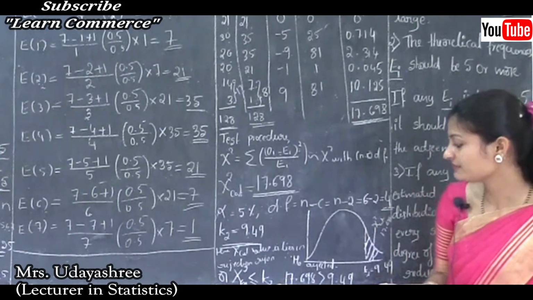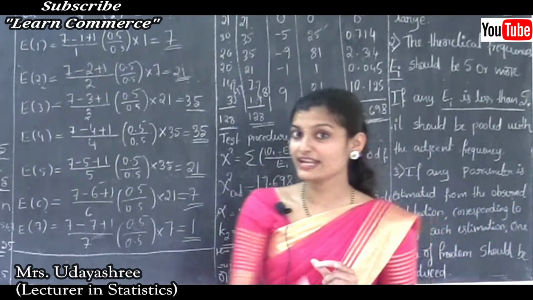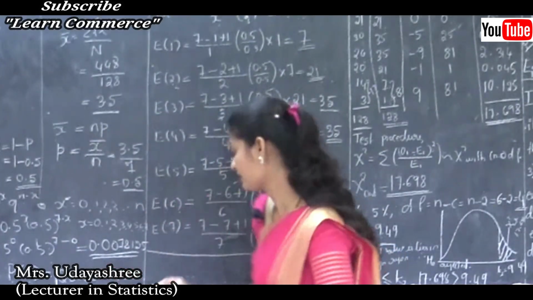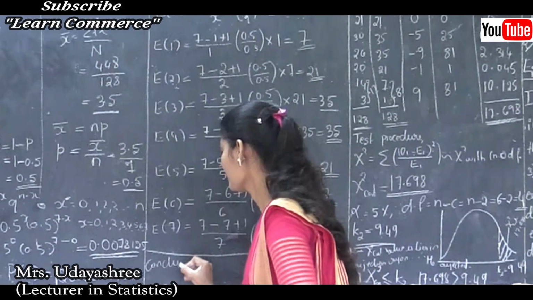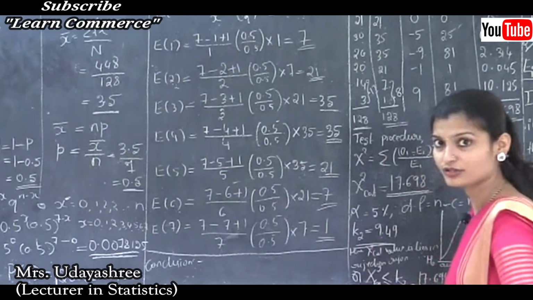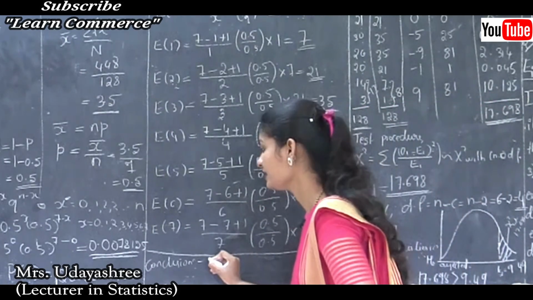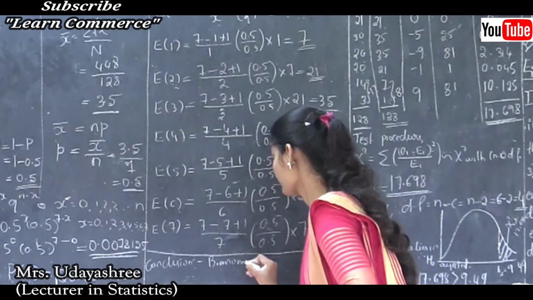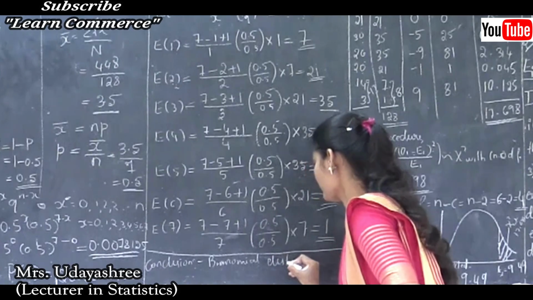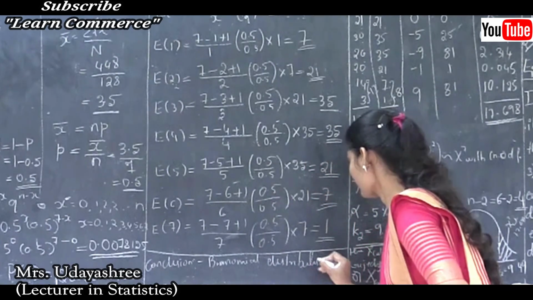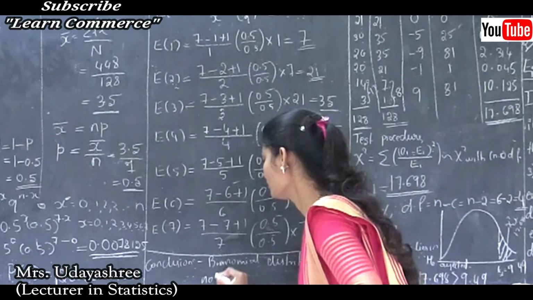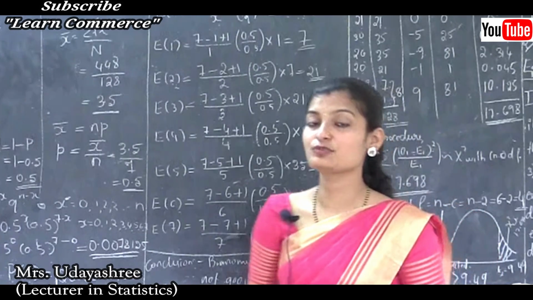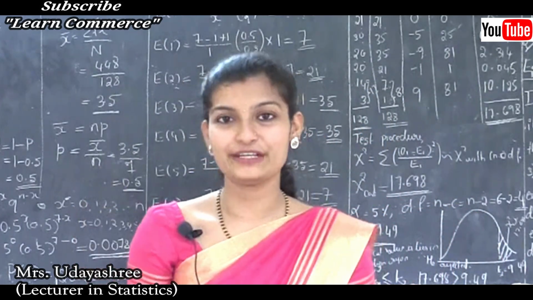If H not is rejected, we can say H1 is accepted. Then what is the conclusion? Write it after this, don't write in between. Conclusion: the binomial distribution is not a good fit. It means the binomial distribution is not a good fit to this observed frequency distribution.